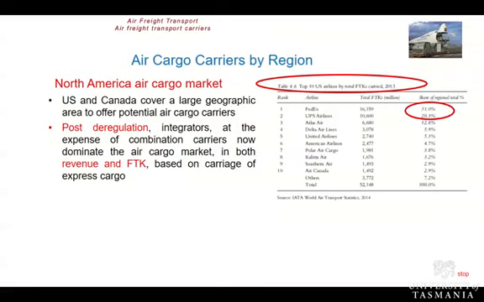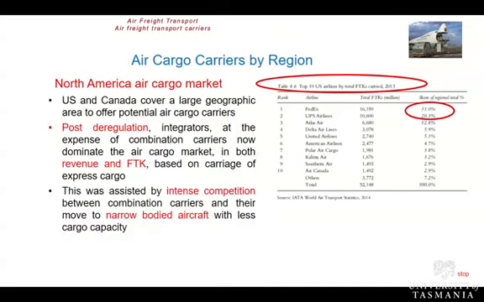And so the end result is that they dominate the market, not only on freight tonnes per kilometres, but also on revenue, just on express cargo. I guess the other influence in regards to the opportunity presented to integrators is that most of that competition between the other airlines, who were combination carriers at the time, resulted in the fact that they were moving away, certainly domestically, from wide body to narrow body. Narrow body providing very little opportunity to carry cargo.